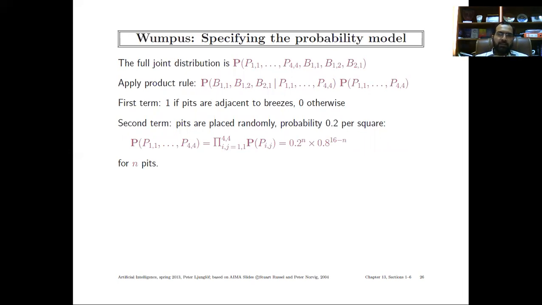And second, let's suppose we arrange those pits randomly and we don't know exactly where they are right now. So what is that probability? That probability is 0.2 per square. So if you calculate this P(ij), that will be equal to 0.2 raised to the power n multiplied by 0.8 raised to the power 16 minus n, for n number of pits.